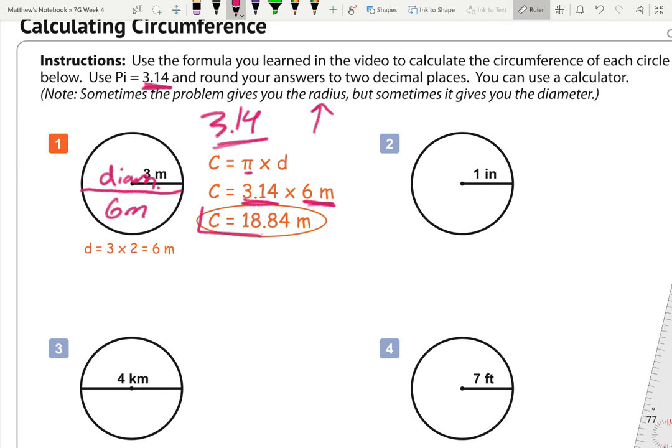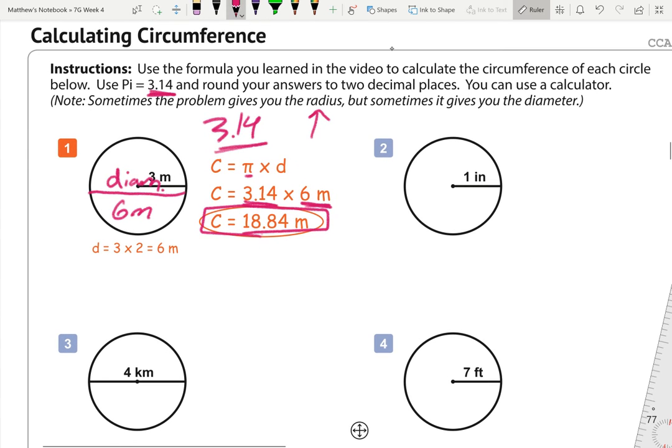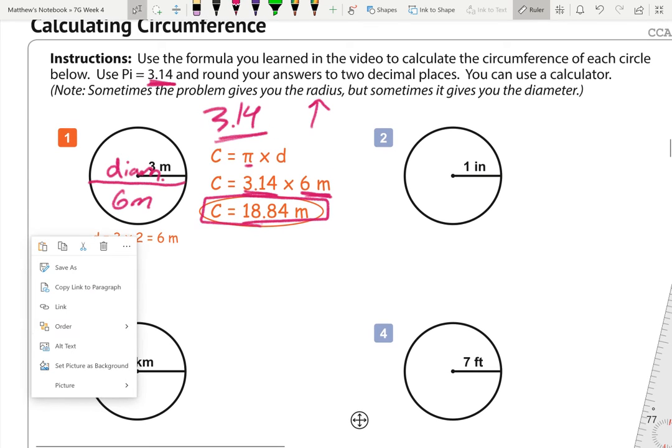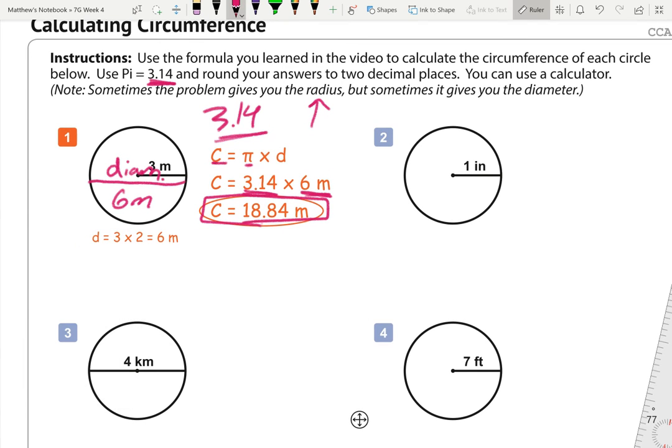When you multiply them together, and yes, if you'd like to, you can use a calculator, then you're going to get 18.84 meters. And since it's asking for circumference, it's not going to be meters squared. Area is the only time we're going to have square footage, like meters squared or inches squared. And this is just circumference here, so let's go ahead and do the next one.